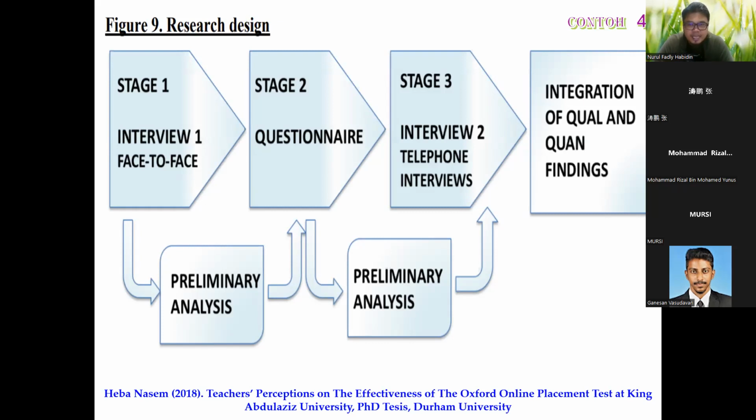So you can see that they actually use both approaches for the method. We can consider the interview as the qualitative part and the questionnaire as the quantitative part. They also use another interview, this one a telephone interview. From both instruments, interview and questionnaire, there will be an integration of the qualitative and quantitative findings. In between stages 1 and 2 and 2 and 3, they also use preliminary analysis.